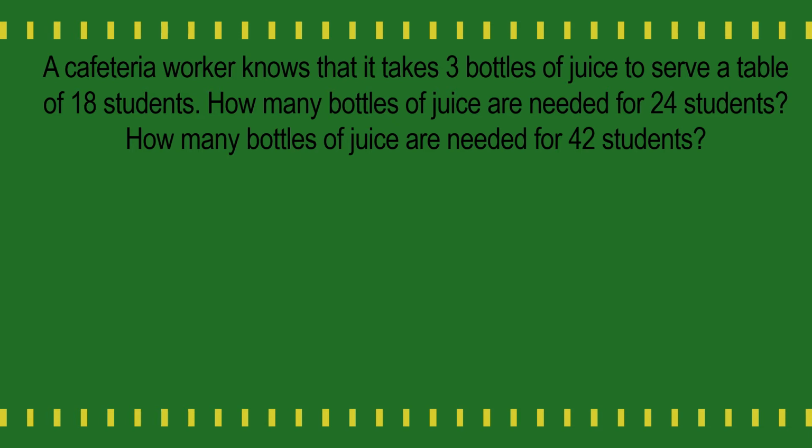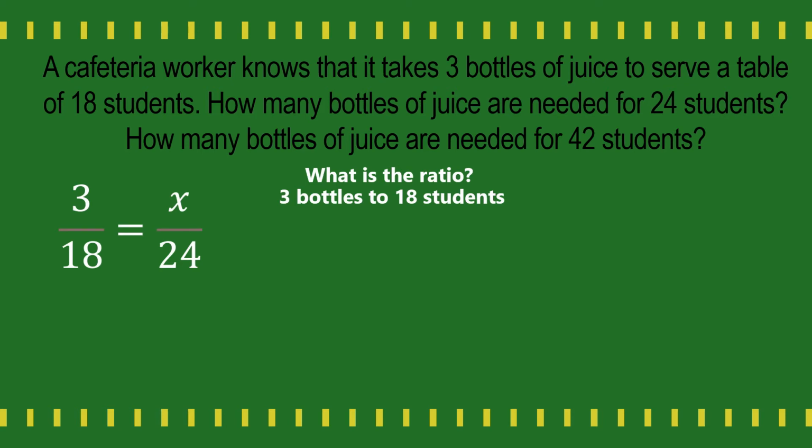A cafeteria worker knows that it takes 3 bottles of juice to serve a table of 18 students. How many bottles of juice are needed for 24 students? And how many bottles of juice are needed for 42 students? What is the ratio? 3 to 18. So looking at this, we have our bottles on top and we have our students on the bottom.